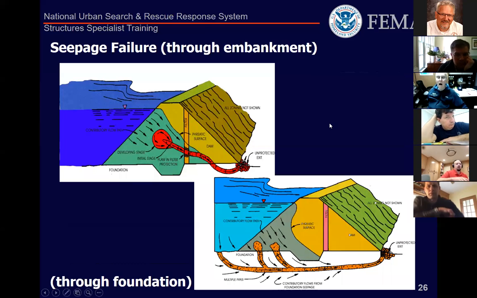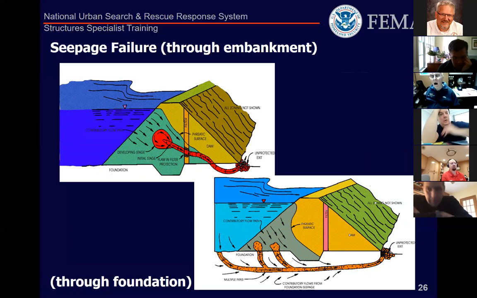Okay. So those first two that we talked about, the maintenance and the overtopping, are ones that are fairly easy to recognize. If you were to go out to a dam and look at it, you could see that the pool is rising and you're approaching the crest of the dam, assuming that you can get to the dam and see how much freeboard you have left.